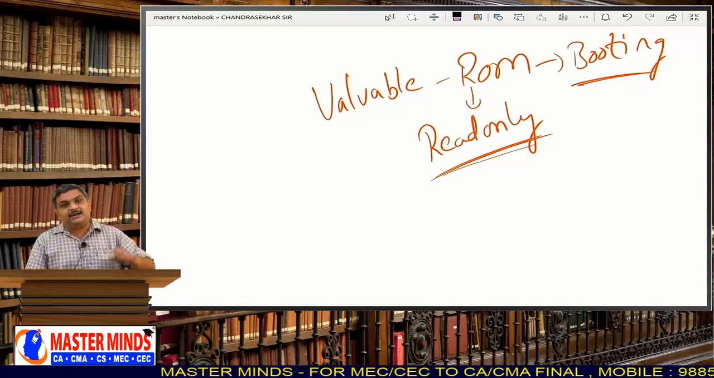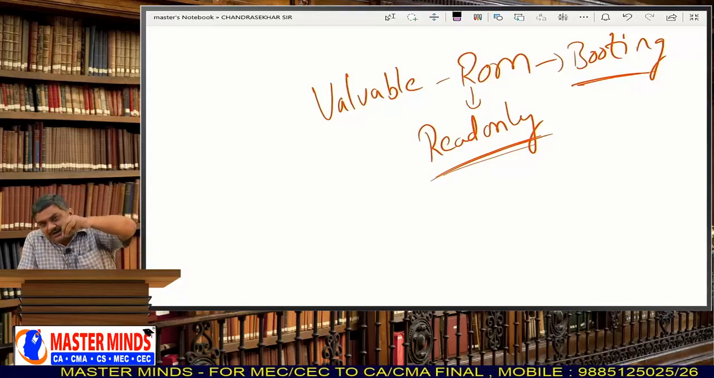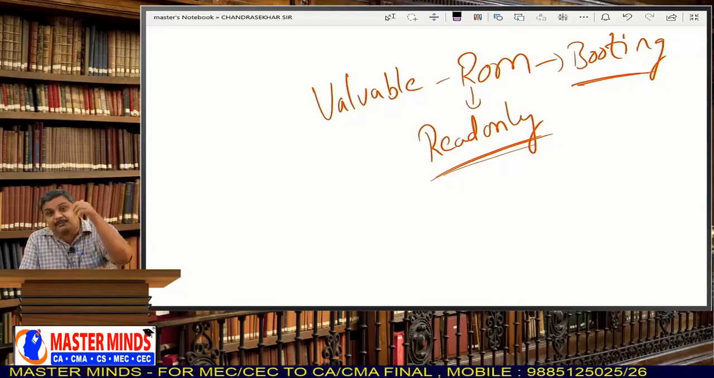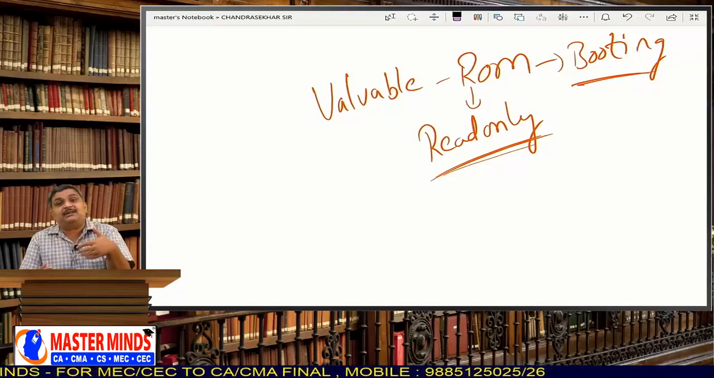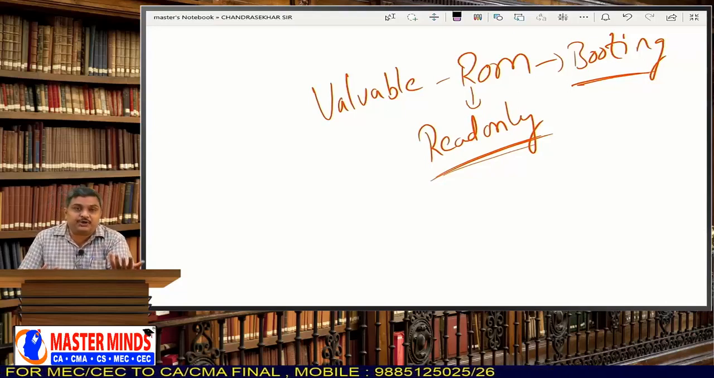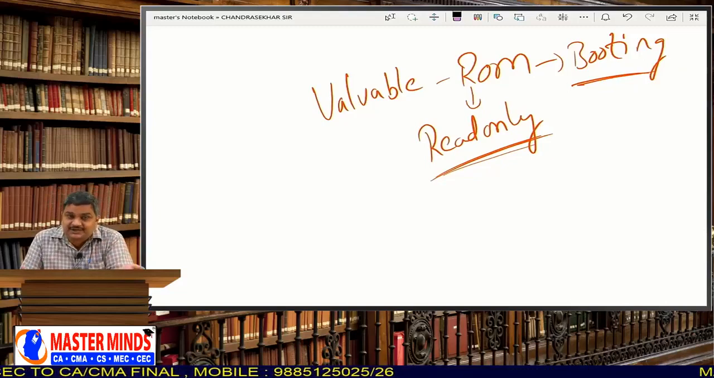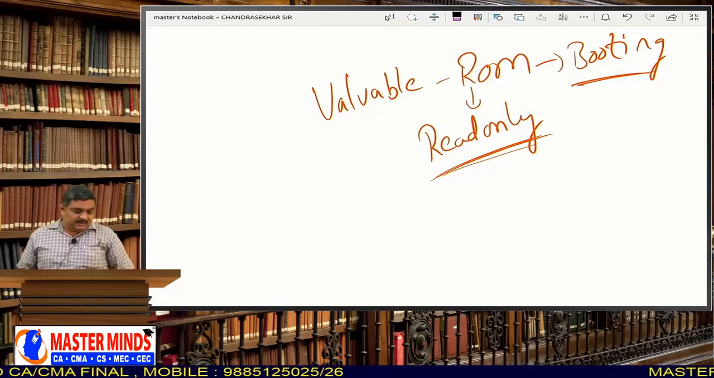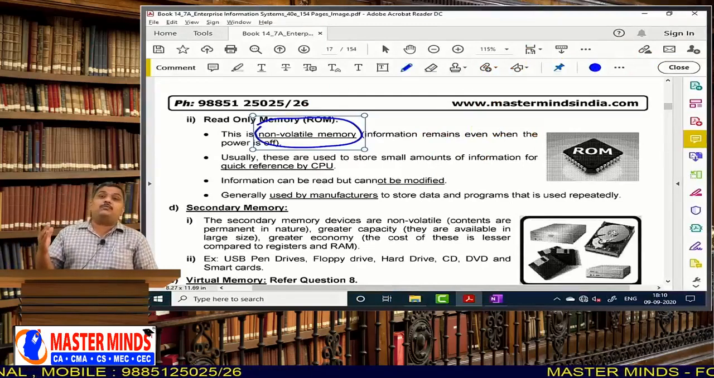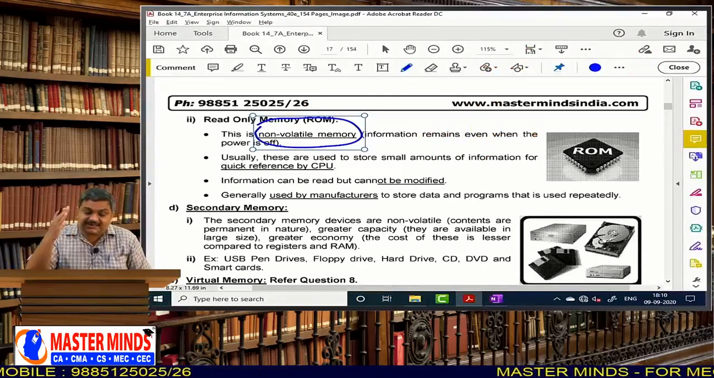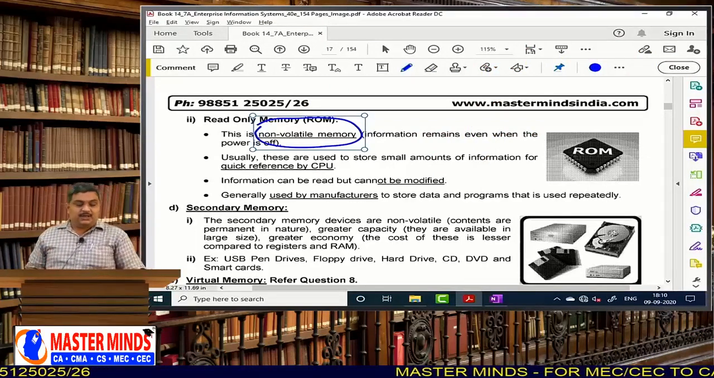So for that security reasons, that memory is made as read only. That means already the manufacturers at the time of manufacturing, they store some important data into the ROM chip and they burn it. Okay. That means further you cannot store into that memory, but you can read from it. You cannot write into it. It is called as read only memory. And even this RAM and ROM are very much required for a system to start, for a system to boot. That is the most important thing.